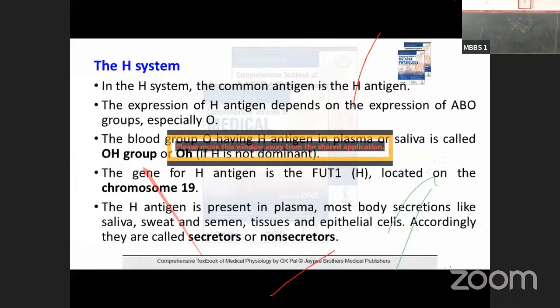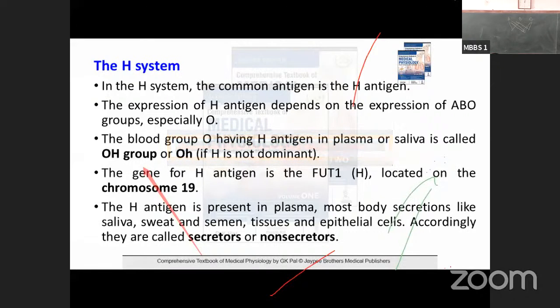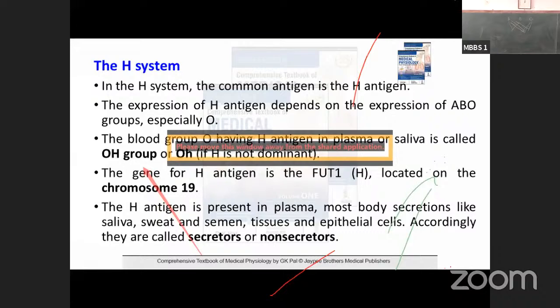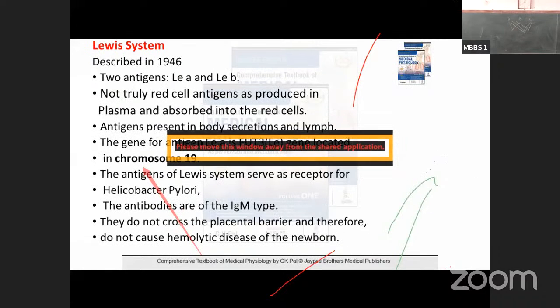The H antigen is present. It depends on the expression of the ABO, especially O group. You see that, where that is the H antigen and how there is a Bombay blood group. This H antigen is encoded by FUT1, located on chromosome number 19, present in plasma and most body secretions like saliva, sweat, semen, tissues, and endothelial cells. They are secretors or non-secretors.